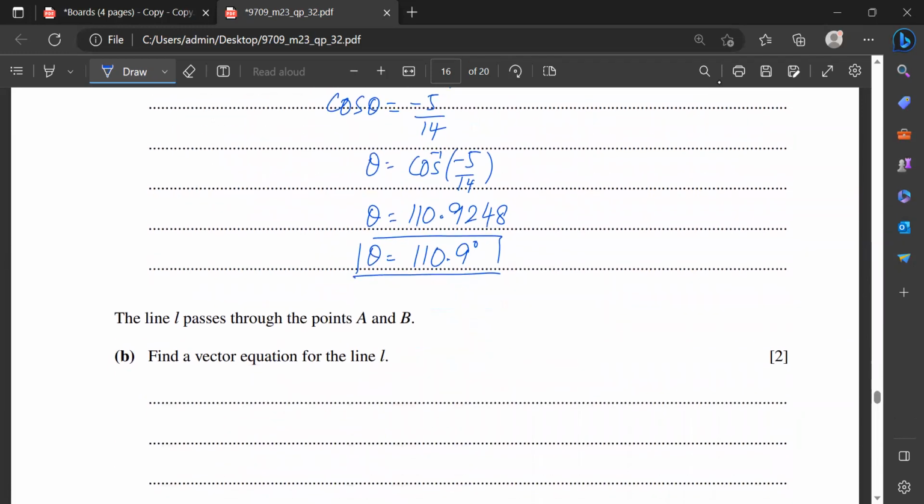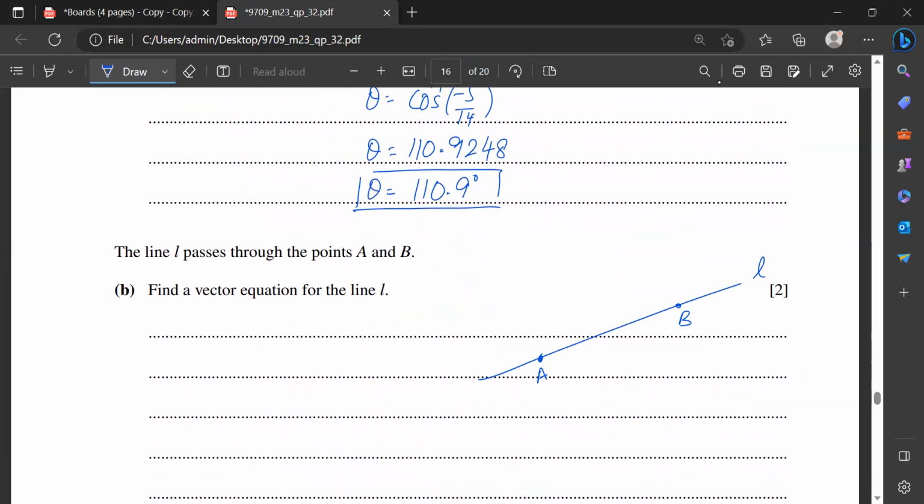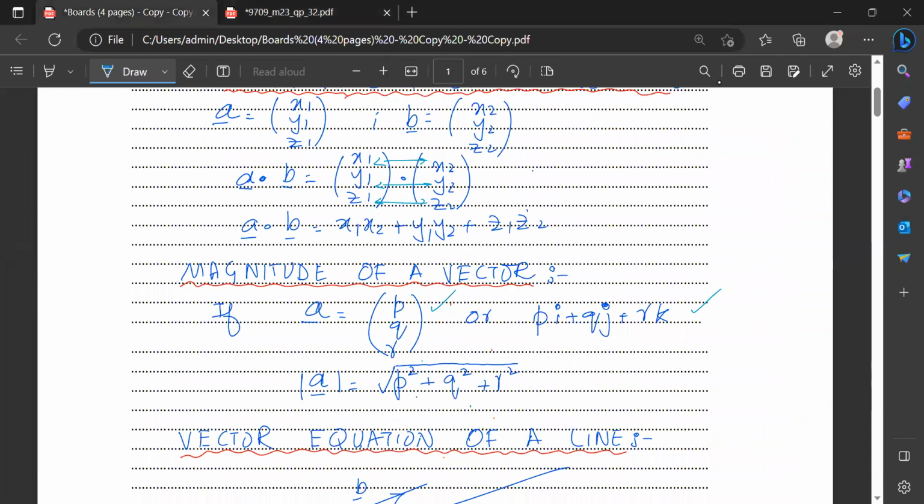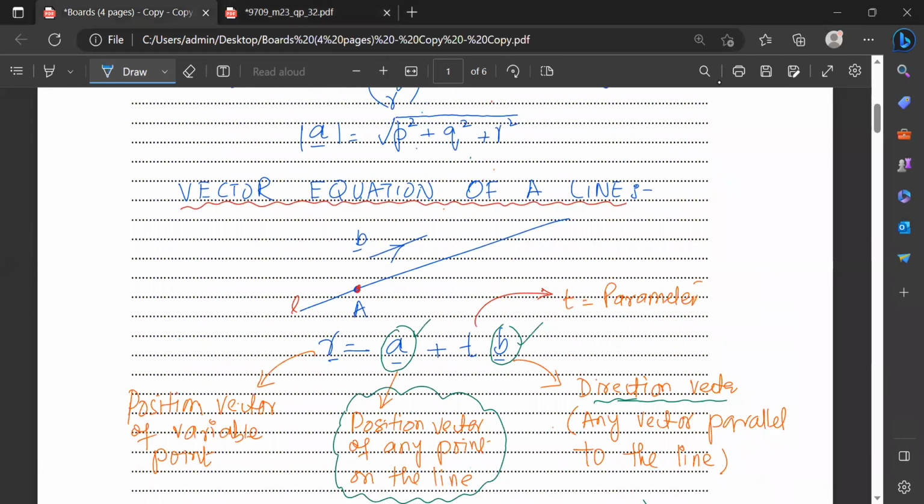The second part: the line L passes through the points A and B. Find the vector equation of the line L. So there is a line L passing through points A and B. The position vectors of these two points are given. So, the vector equation of line L. The formula for the vector equation of a line is here: r equals a plus t b is the formula for the vector equation of the line.